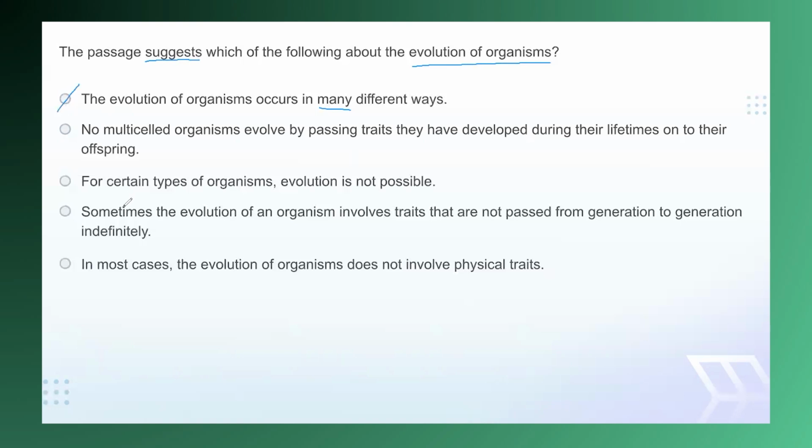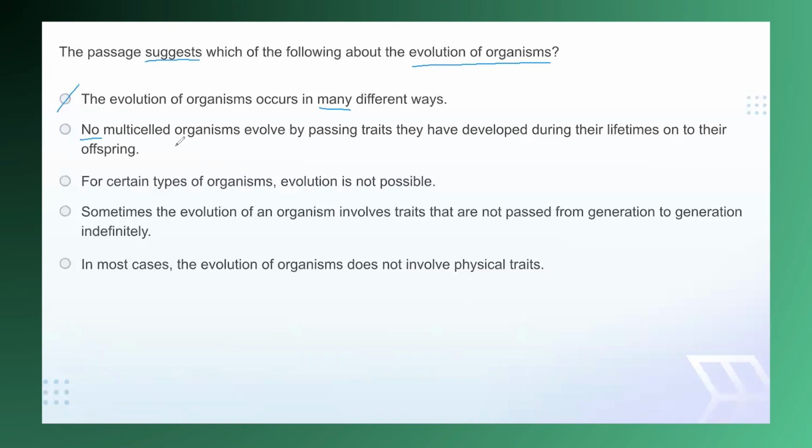All right, B, starting off with more strong, more extreme language: no multi-celled organisms evolved by passing traits that they have developed during their lifetimes onto their offspring. So this is also feeling quite extreme, but we don't want to eliminate it right off the bat. We just want to look at it closely. So we can be skeptical, but we're still going to evaluate it.